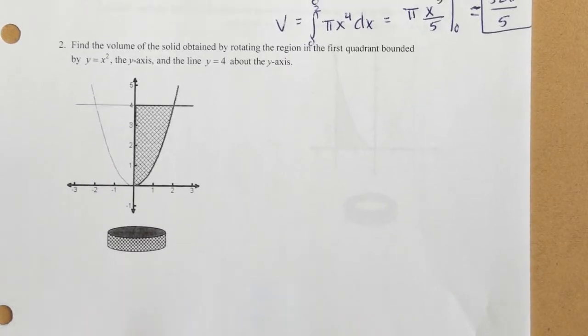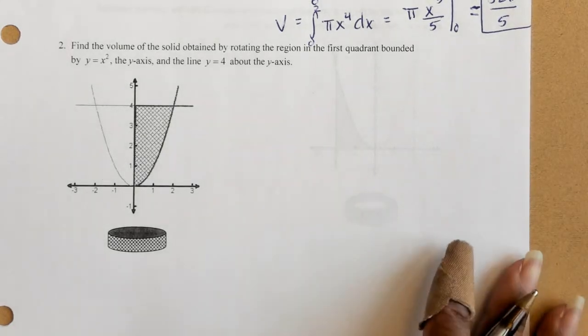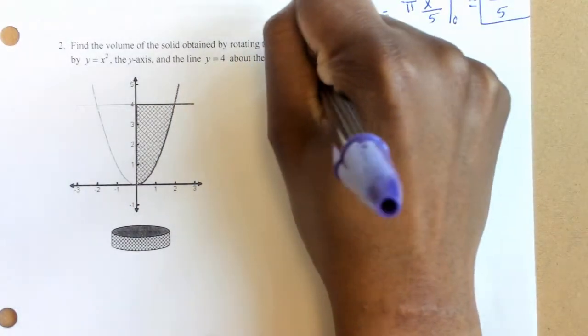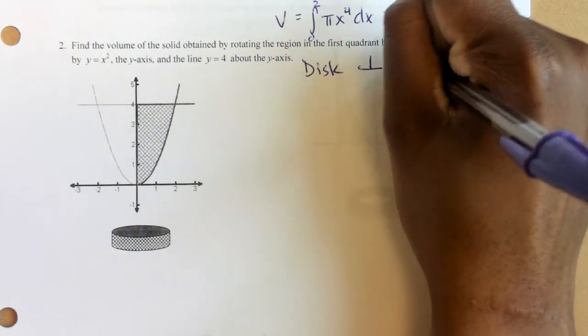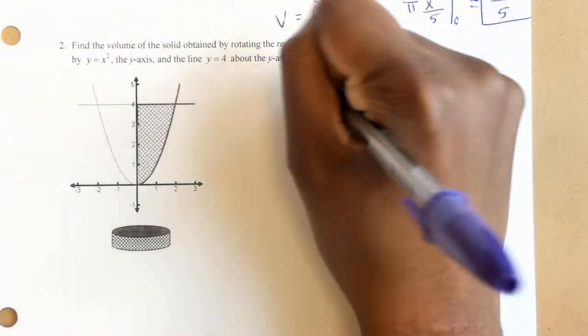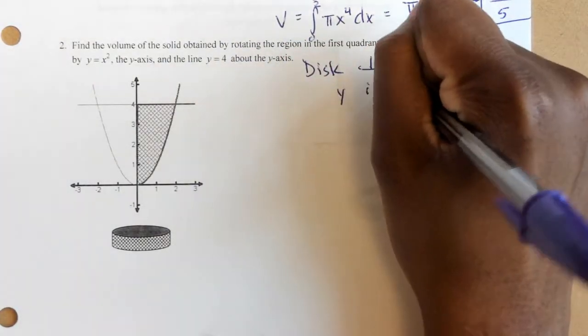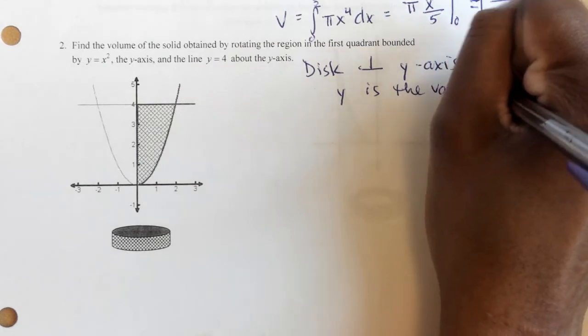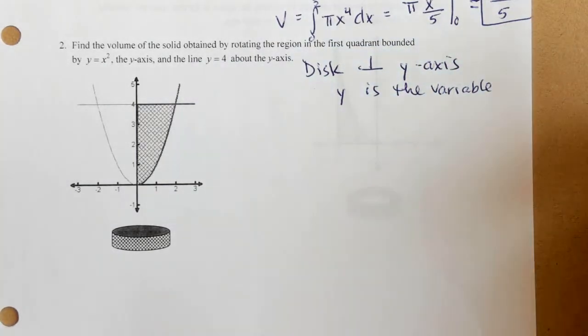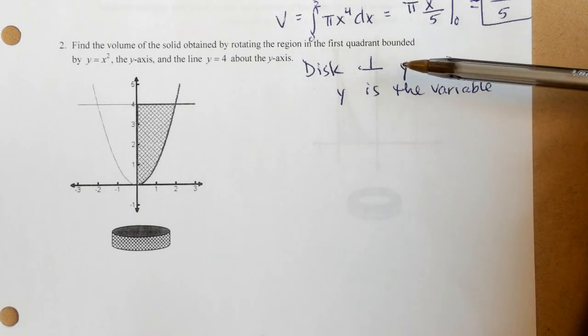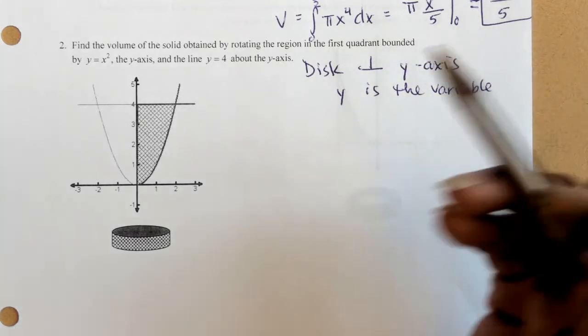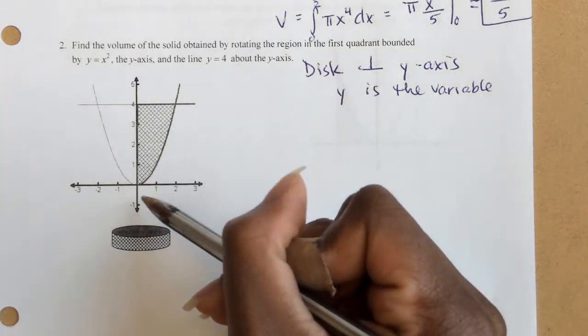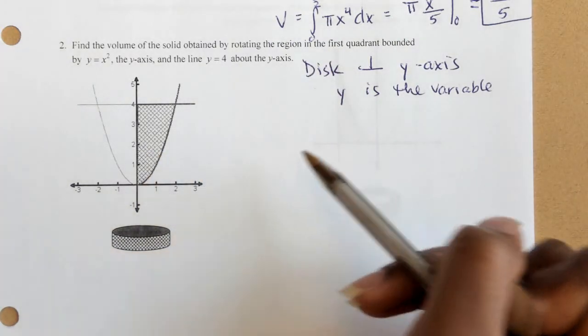So now we're looking at a very similar problem, but now we're rotating the region around the y-axis. So now, because this is going to be perpendicular to the y-axis, y is going to be our variable. So we want to find the volume of the solid obtained by rotating the region in the first quadrant bounded by y equals x squared, the y-axis, and the line y equals 4 about the y-axis.